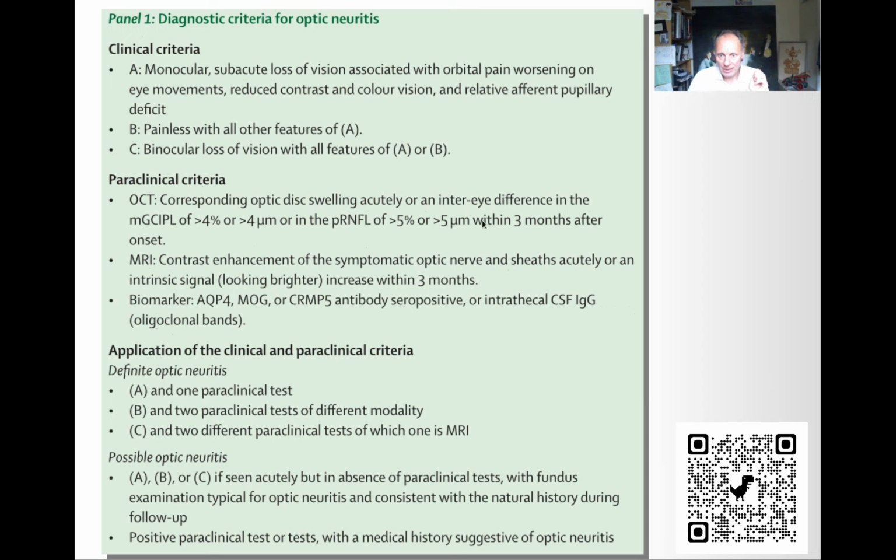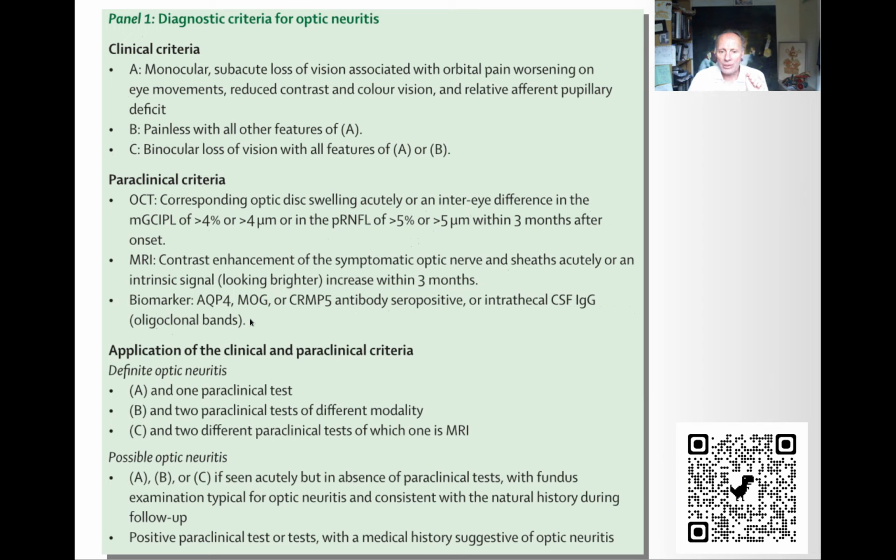In the chronic phase, which is after 3 months, atrophy will have ensued, and then you see thinning of the ganglion cell layer or the peripapillary retinal nerve fiber layer in the affected eye. And no matter what OCT device you use, a more than 4% difference for the macular ganglion cell and inner plexiform layer, or more than 5% for the peripapillary retinal nerve fiber layer, makes the diagnosis. Likewise, in the chronic phase, the MRI will show a thinned optic nerve, and you have signal increase within the optic nerve as a sign of axonal degeneration.